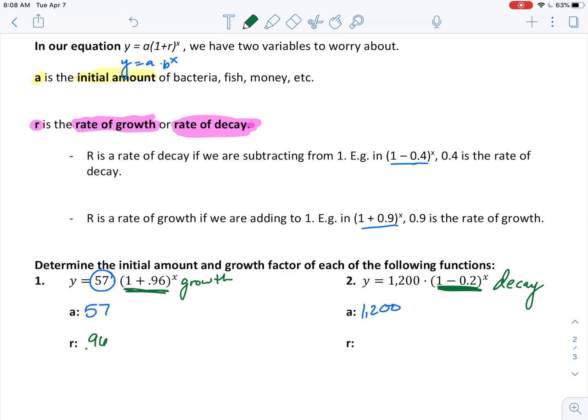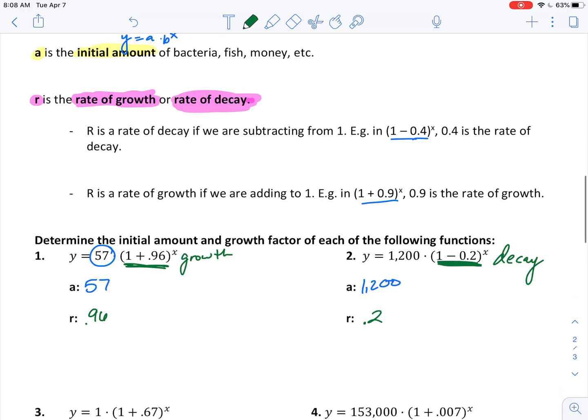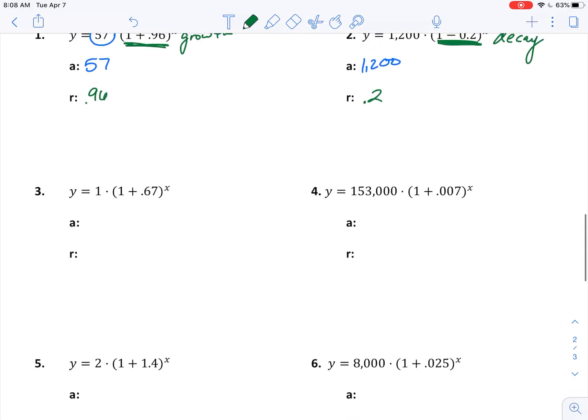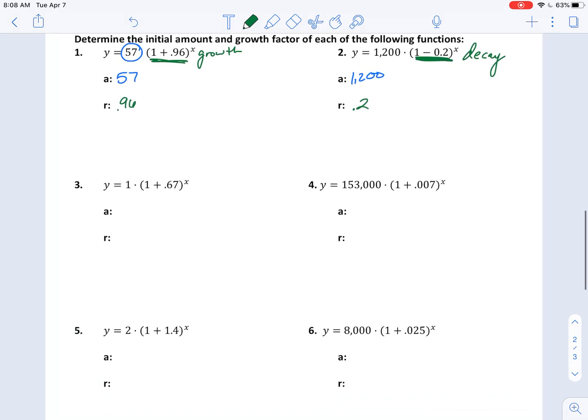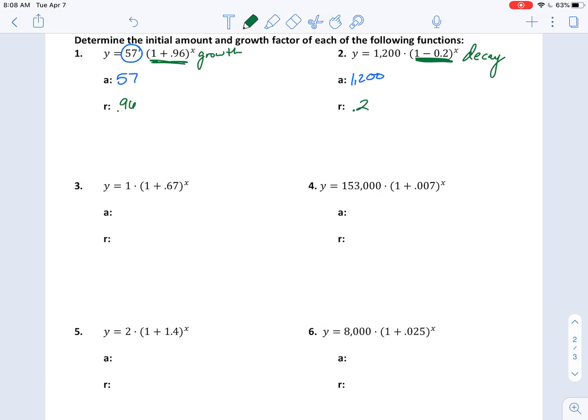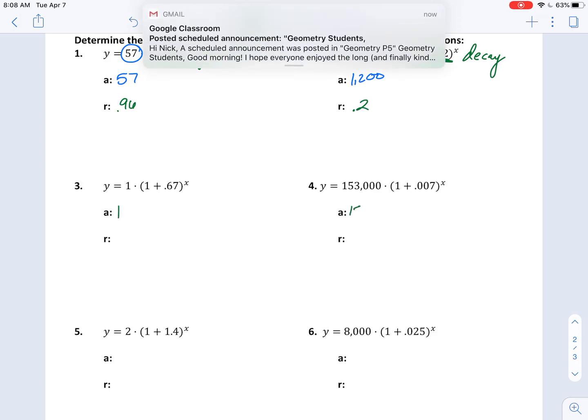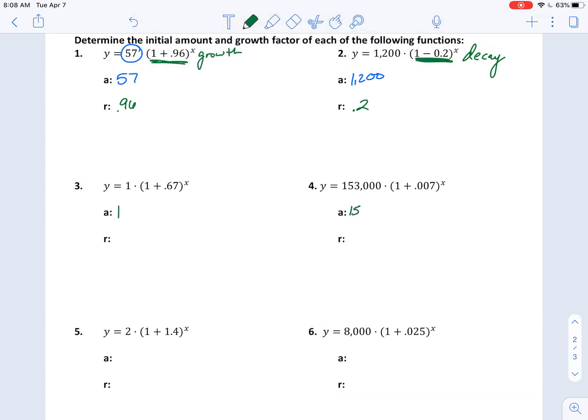And here I've got minus 0.2, so I'd end up with 0.8 inside if I simplified that. And since I'm making it smaller than 1, that must be decay. And my decay factor would just be 0.2. No need to put a negative. We'll specify that it's decay. So that tells me I don't really need to specify that again with a -2.